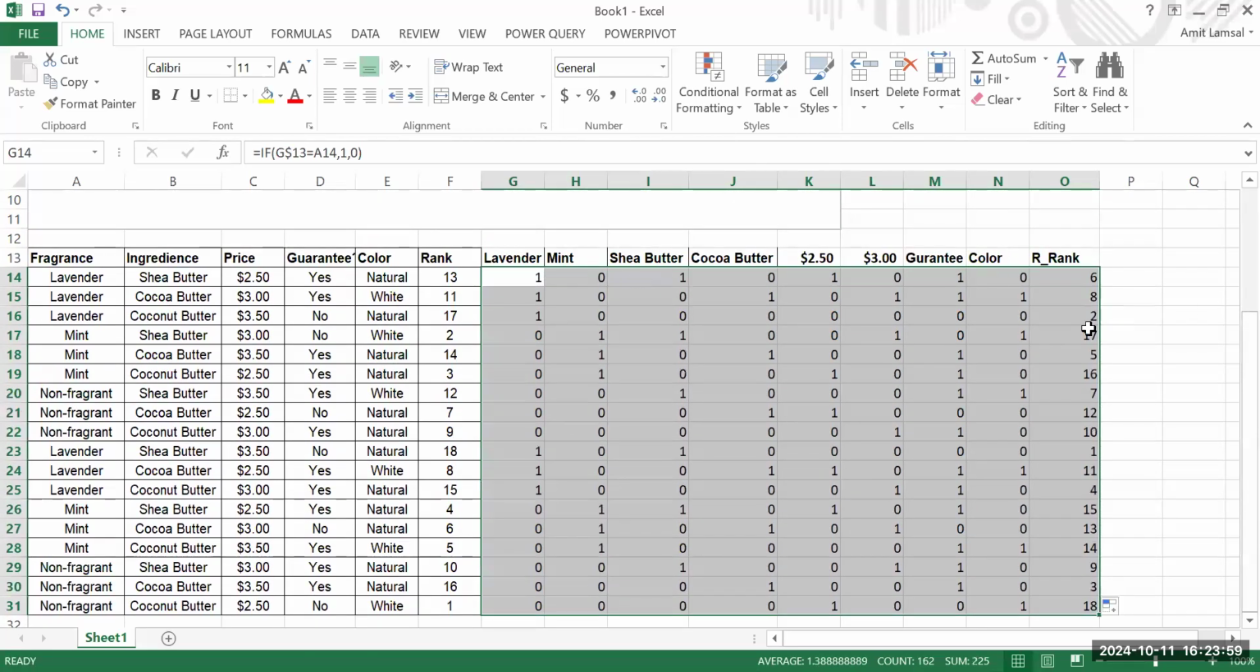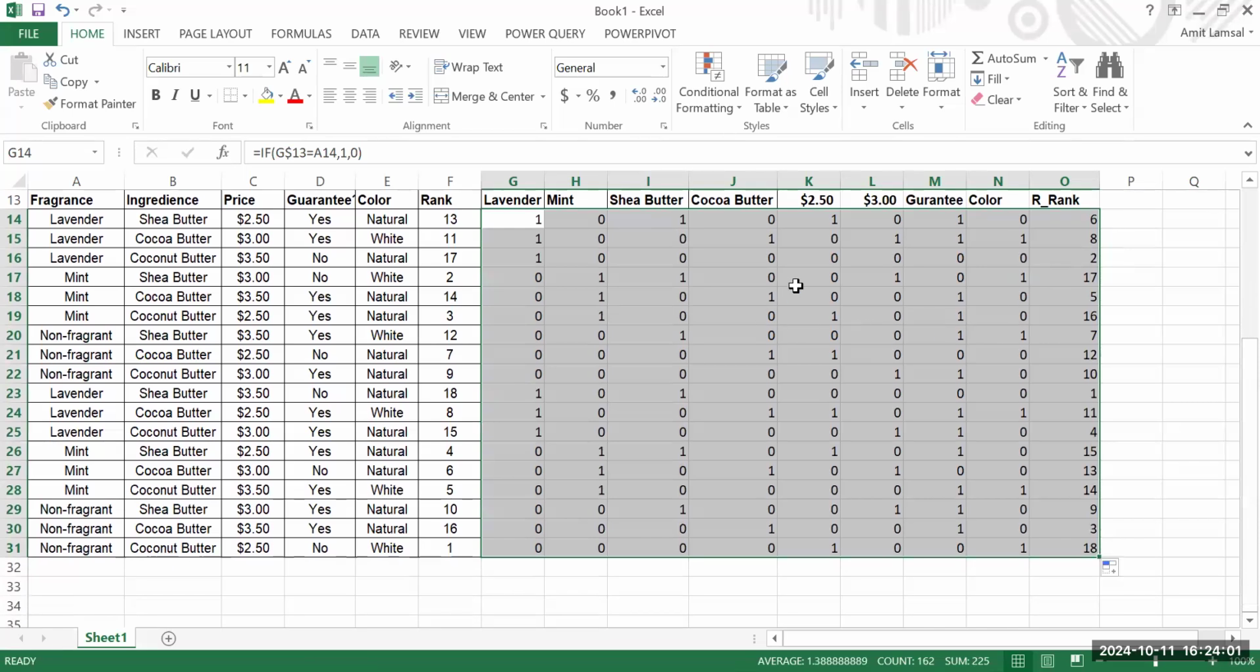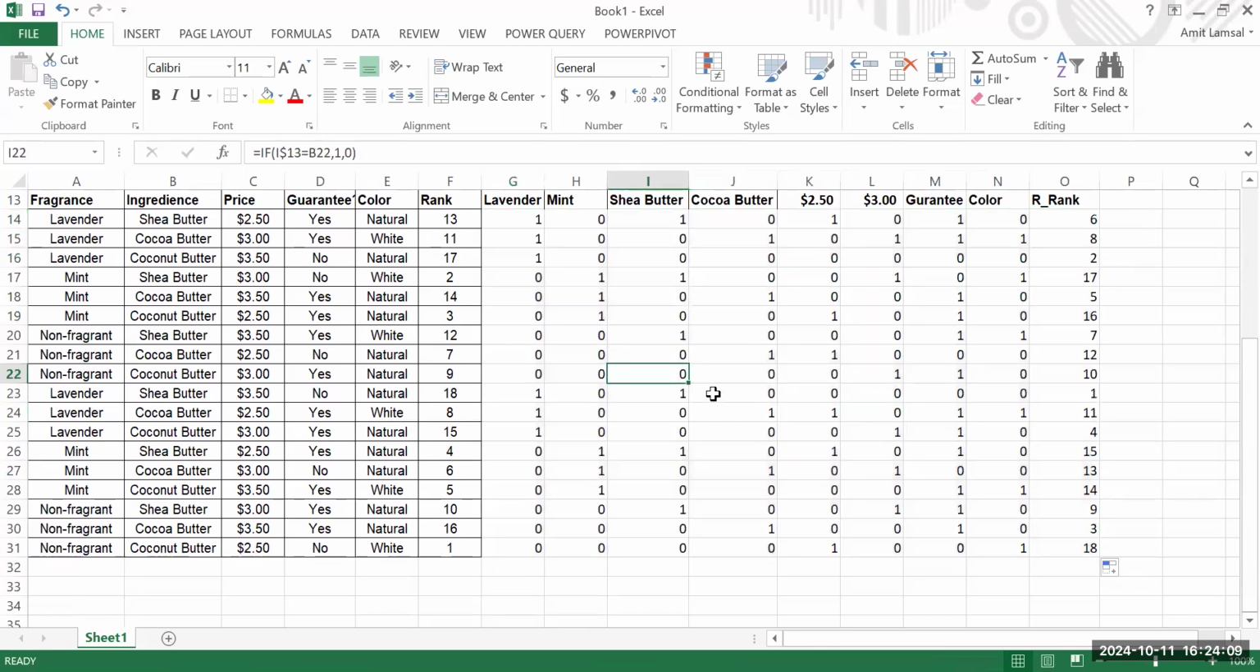We have got what we wanted in terms of the numbers, and we are ready for the regression analysis. But before that, you need to first check if it's either correct or not. So let's check a random one. Here, mint non-pregnant, so this one will be 0, right? Yeah, it's good. So I will check the shea butter.